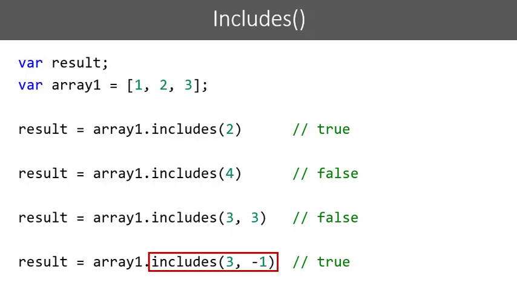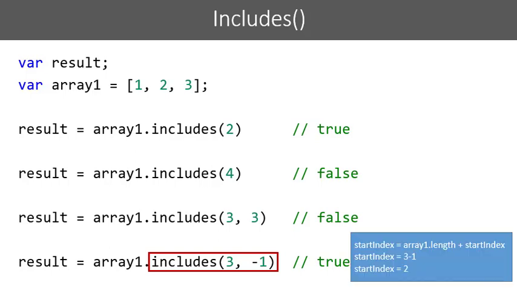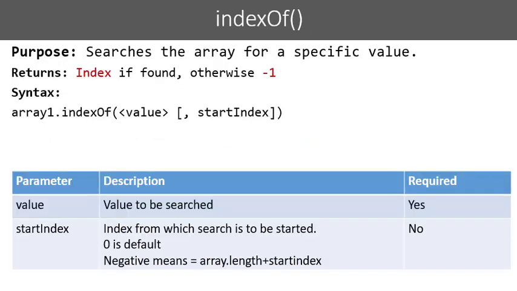Here start index is provided as -1. We know array length is 3. And 3 minus 1 is equal to 2. So start index is taken as 2. So value 3 exists at index 2. So true is returned.